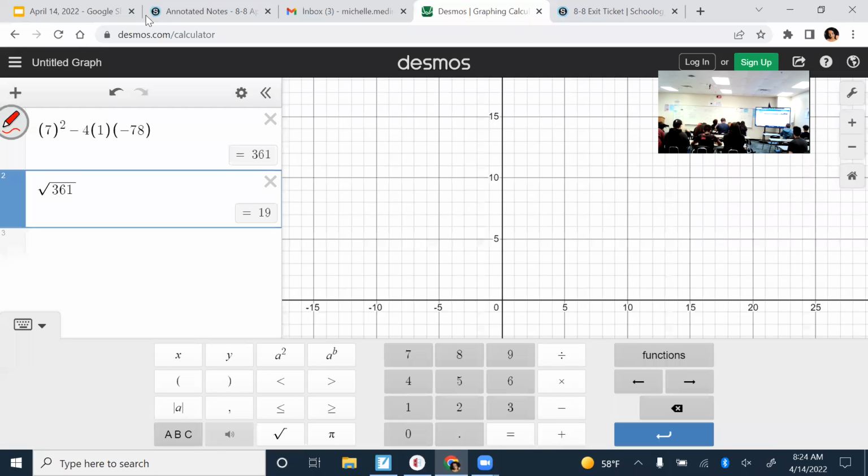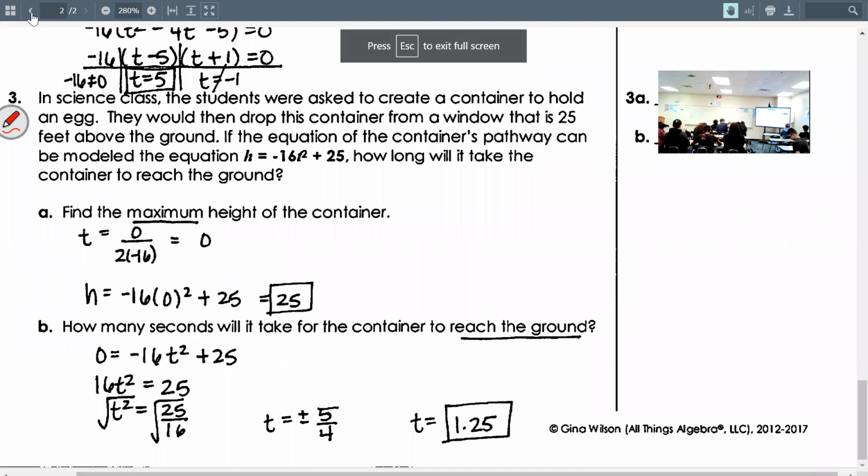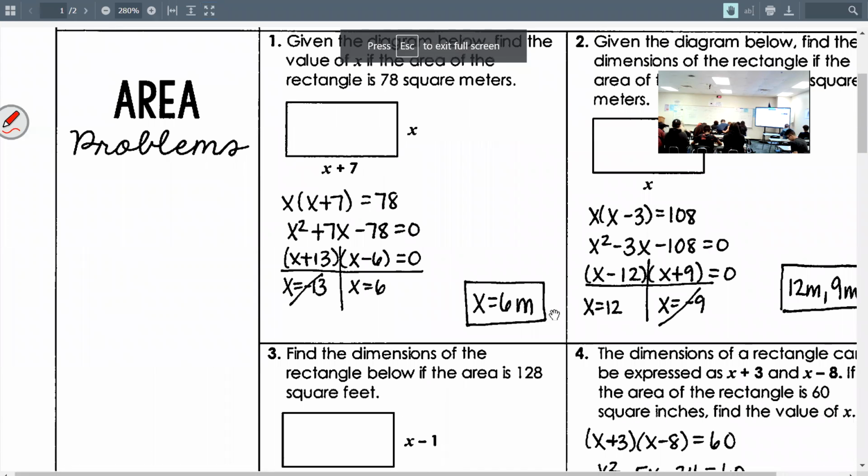I'll just show you how in here they did it a different way and got the same answer. They did it by factoring. But I think factoring for this one is a little hard because it's hard to think of numbers that multiply to 78. All right, any questions?